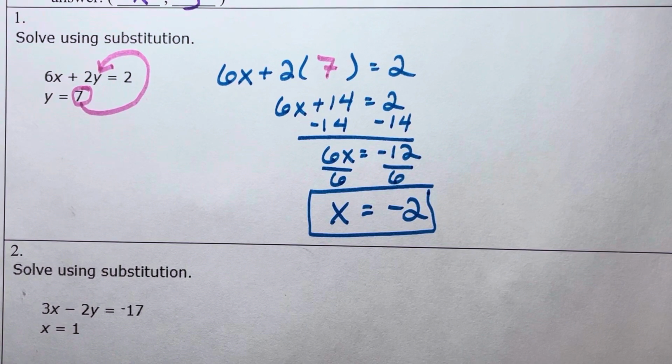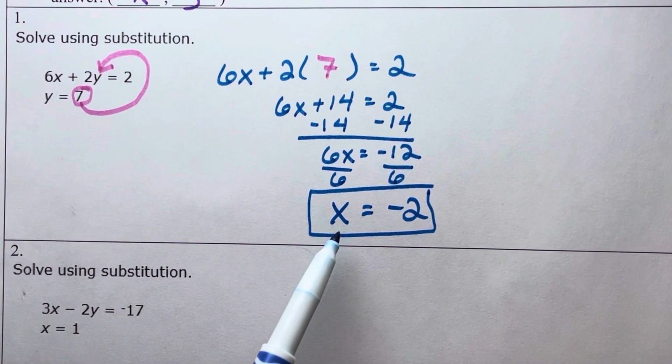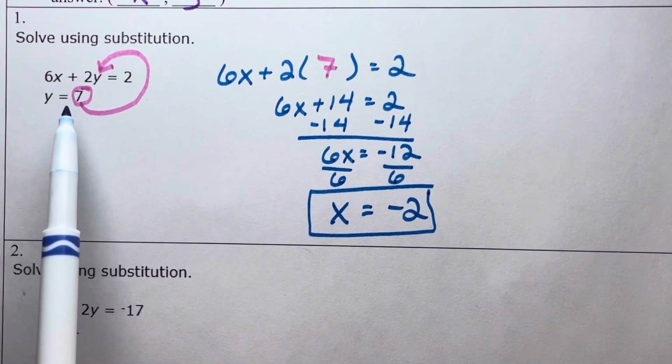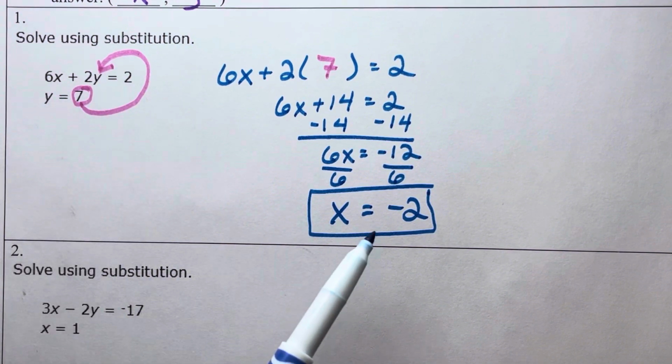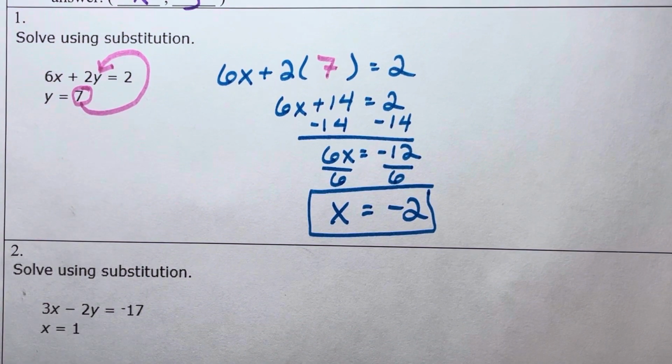Now, normally we would go forward and we would decide that we needed to solve for y by replacing the x in our y equals equation with the negative 2 that we found. But there is no x in this second equation, so there's no point in going any further. There's nothing else to do.